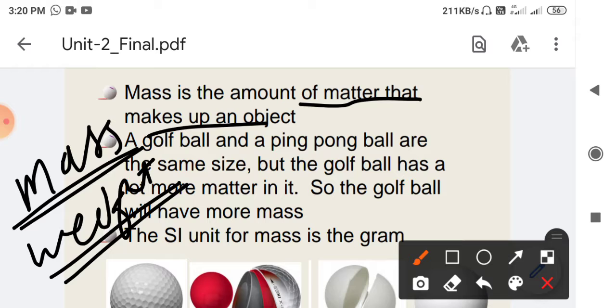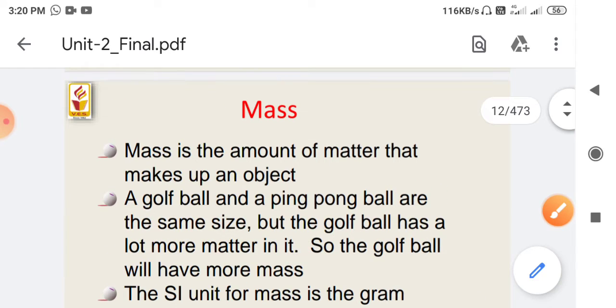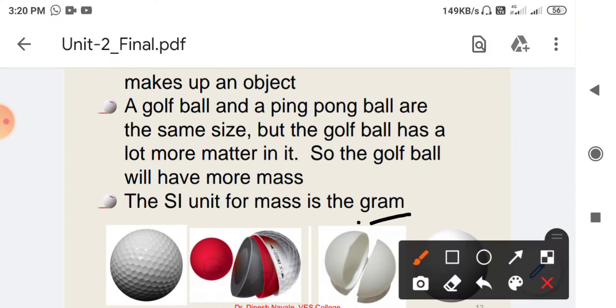Basically, the mass of a system is taken without any external force. But if we take the weight of a given system, we are considering the gravitational force acting on that particular system. So once we have got the weight of a system, it is not the mass of that system. So mass and weight are different things. The SI unit of mass is the gram.